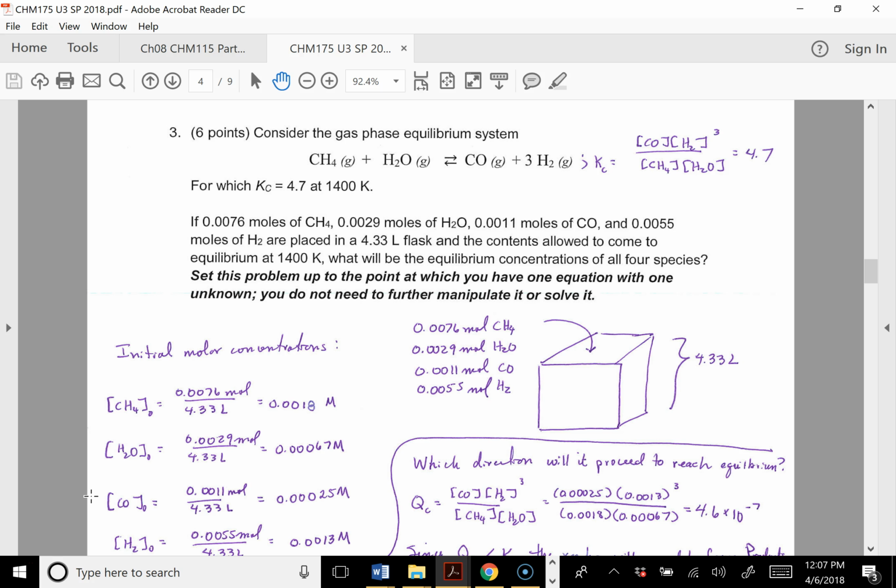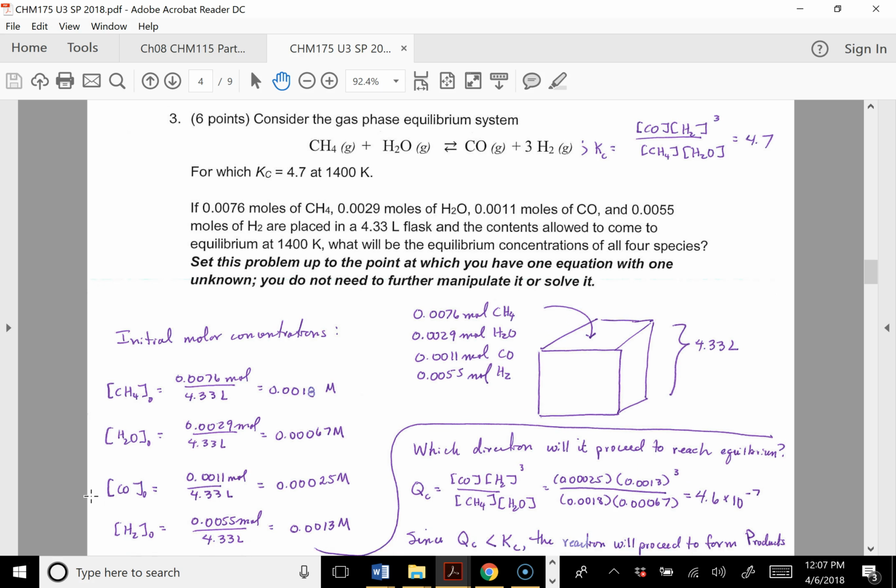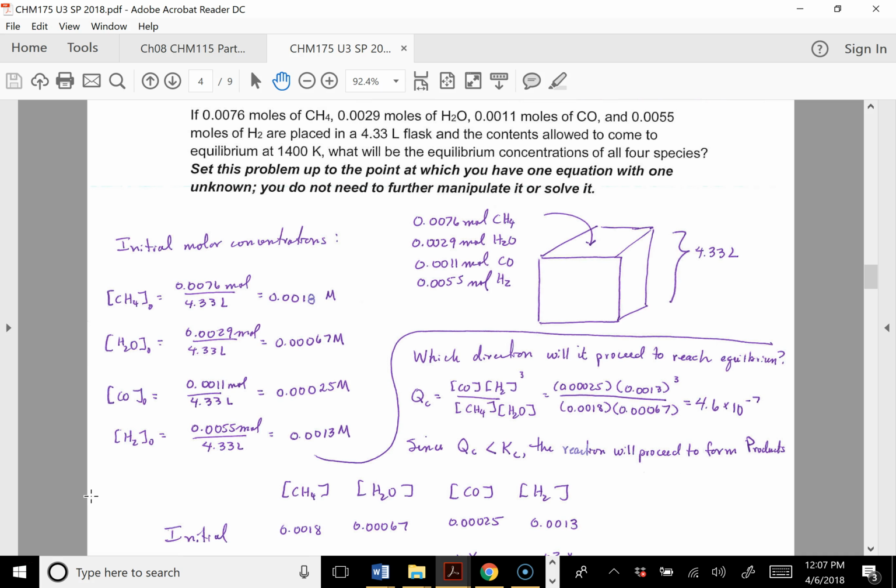And actually, to know whether we're going to add our X's or subtract our X's, we need to take a quick look at where it was with regard to the Kc. We had to come up with a Qc. So we took these molar concentrations, plugged them into the reaction quotient, and found the reaction quotient is smaller than our equilibrium constant. Since it's smaller, that means it needs to proceed to form products.